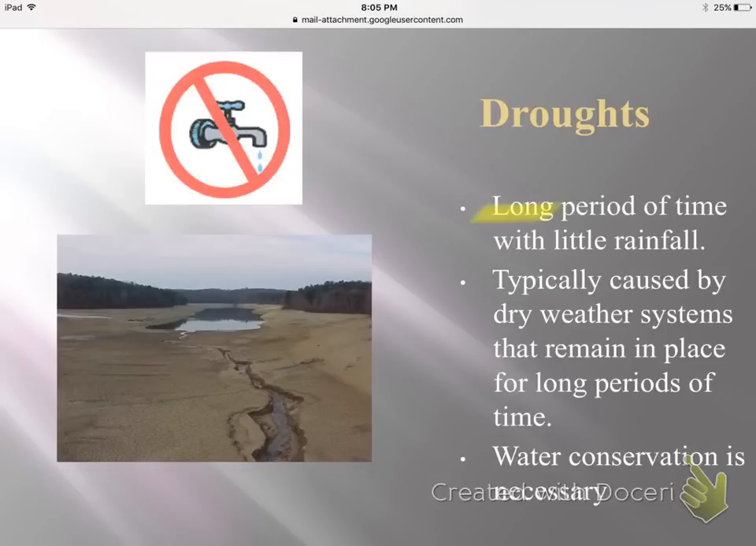The opposite of a flood is a drought. So a drought is whenever you go a long period of time with very little rainfall, okay? This is when you see your ponds, your channels, your rivers, all those things drying up. Whenever they're losing their water and drying up, this is because of a drought. It's typically caused by dry weather systems that remain in place for long periods of time and aren't releasing much precipitation at all. Whenever we have droughts, we have to be really careful to conserve our water, because obviously there's a shortage of it.